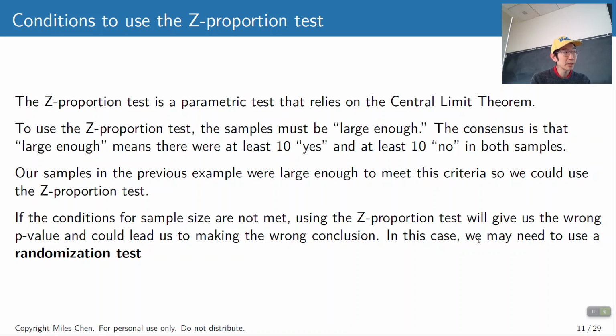In our data, we had a sample of 160 where 64 were yes and 96 were no, or a sample of 150 where we had 75 yes and 75 no. So all of those numbers were bigger than 10. So using the central limit theorem was okay.